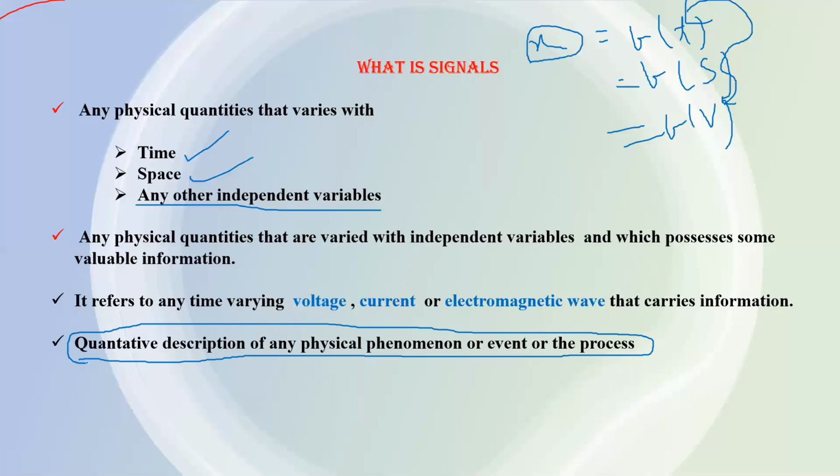So in conclusion, you can say a signal is a physical quantity, and that physical quantity varies with time, space, or any other independent variable. And this physical quantity must possess some valuable information in it. It must consist of some valuable information. So this is about signals. There are various types of signals. You can say voltages and currents are signals, and speech signals. There are various examples of signals.